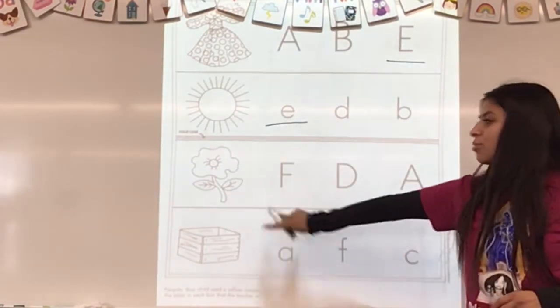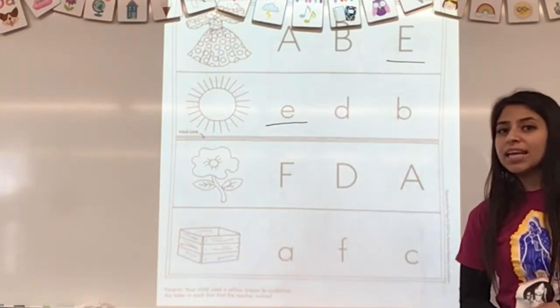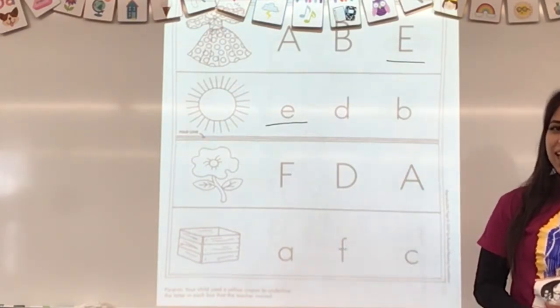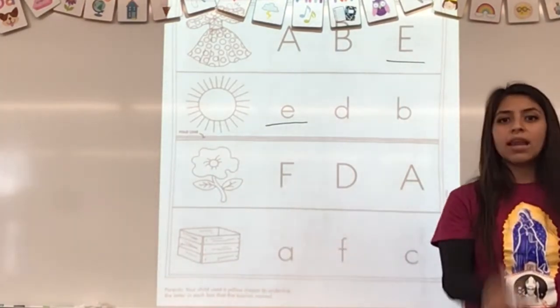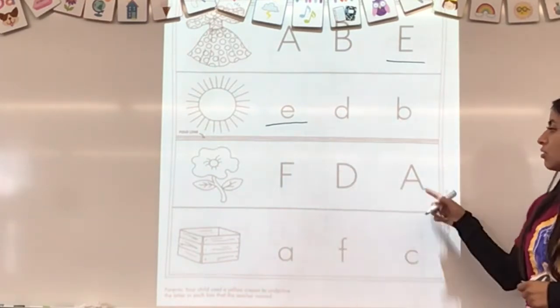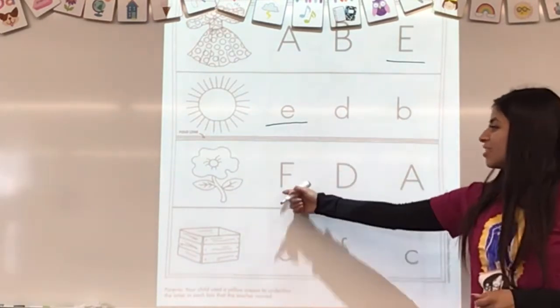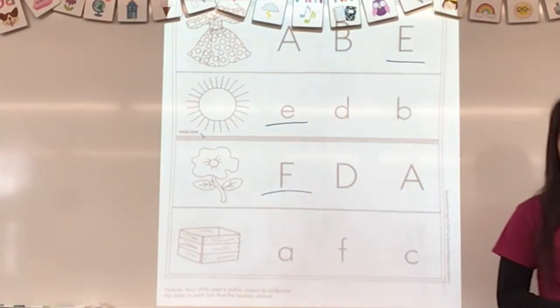Now we have 2 more rows left. In these rows, we're going to look for the uppercase F and the lowercase f. So remember, our uppercase F was 1 line down and 2 lines across. Which one has 2 lines across? This one, right? Go ahead and underline it from left to right.